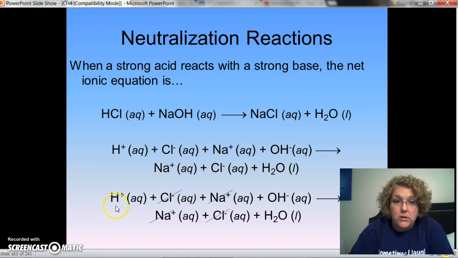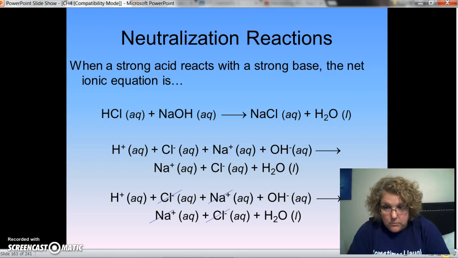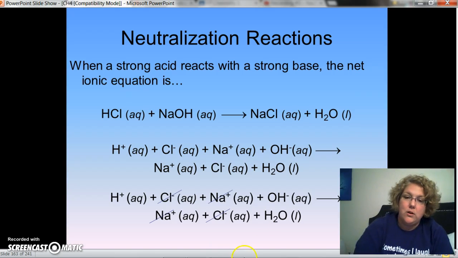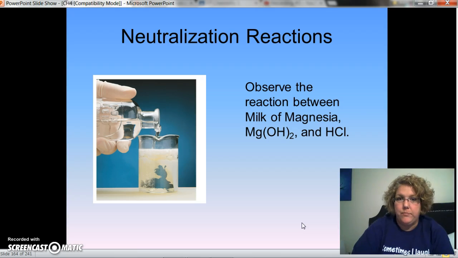You're going to have H plus and OH making water. This goes for whenever you have a strong acid, one of those 7 strong acids, and a soluble hydroxide, a strong base. You're just going to end up with H and OH making liquid water in your net ionic equation. Now that's not true for weak acids or weak bases, but for strong acids and strong bases, your net is always going to look the same.